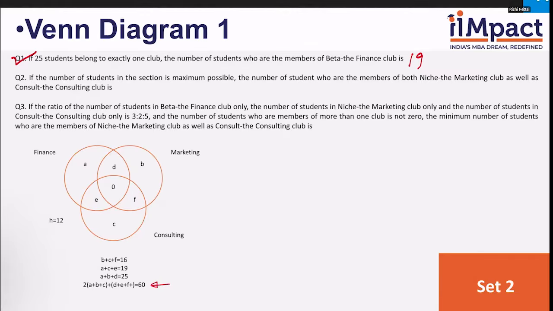Because if A plus B plus C have any value, the total students, that is A plus B plus C plus D plus E plus F, will go down because that's multiplied by 2. So here that means A plus B plus C is 0 and D plus E plus F becomes 60. Very simple. The number of students who are members of both marketing as well as consulting club is what?